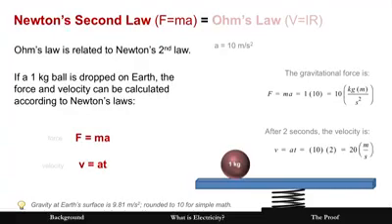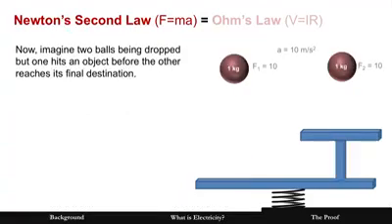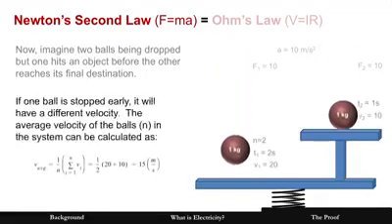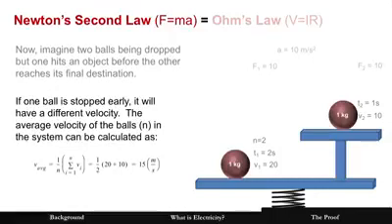And after 2 seconds, the velocity can be calculated. In this particular case, it's 20 meters per second. All of this is known and done on a regular basis using Newton's equations today. But now we're going to make it a little bit trickier. Let's imagine 2 balls being dropped, and one ball hits before the other ball reaches its final destination. So one hits at 1 second, and the other hits at 2 seconds. And so the velocities are going to be different.